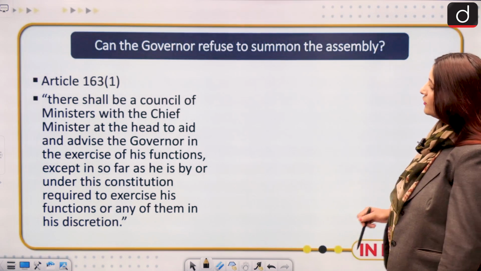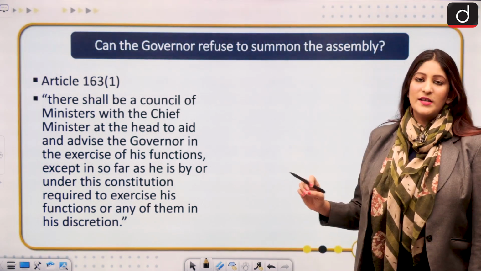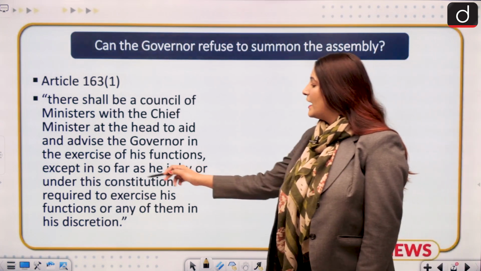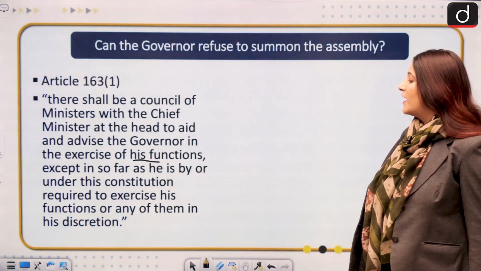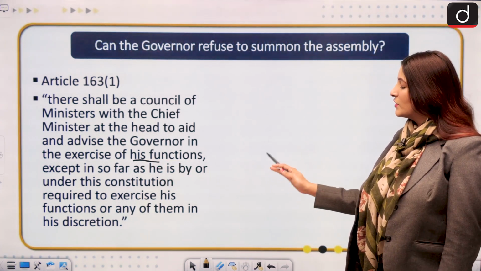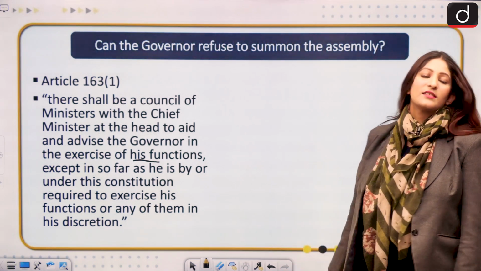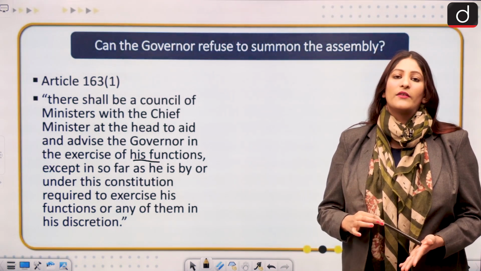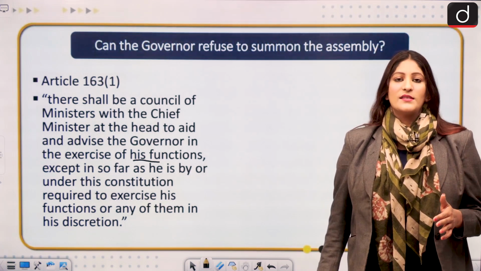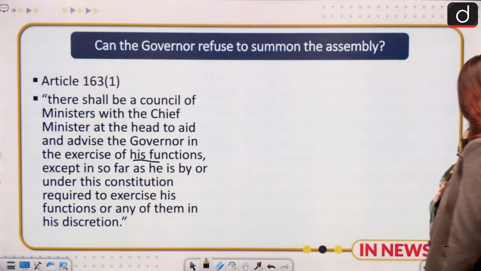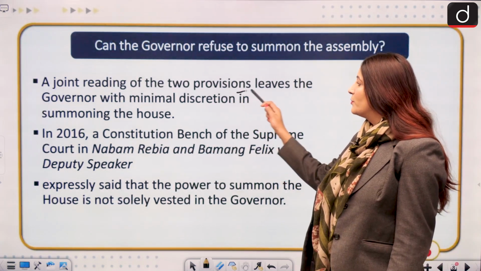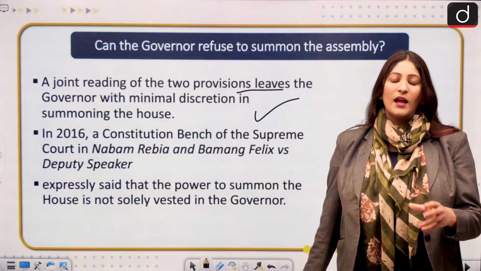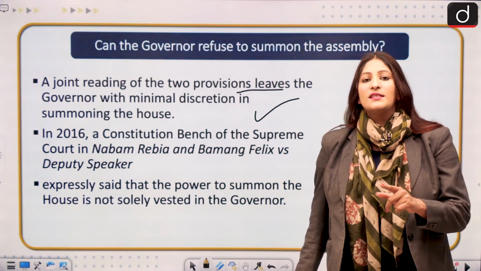Moving on. According to Article 163, Clause 1, there shall be a Council of Ministers with the Chief Minister at the head to aid and advise the governor in the exercise of his functions, except insofar as he is by or under this Constitution required to exercise his functions or any of them in his discretion. What is this provision saying? The CM will be there to advise the governor, and there are certain circumstances where the governor can act on his or her own discretion. The joint reading of the two provisions leaves the governor with minimal discretion in summoning the house. And this is the reason why we can say that this dispute seems political in nature.